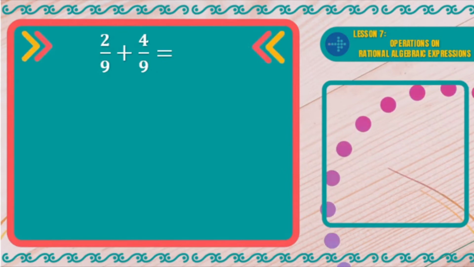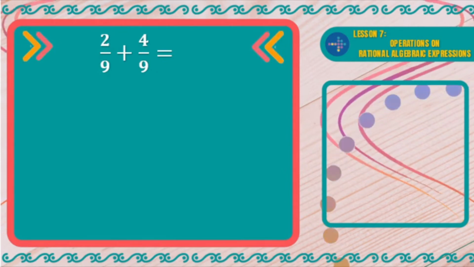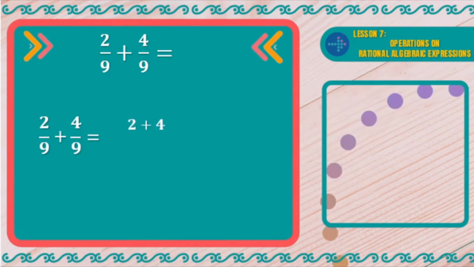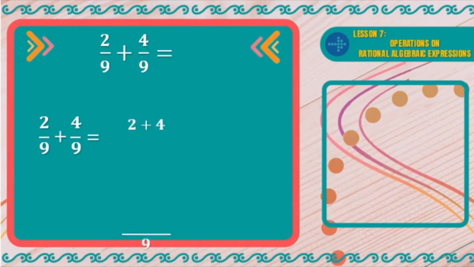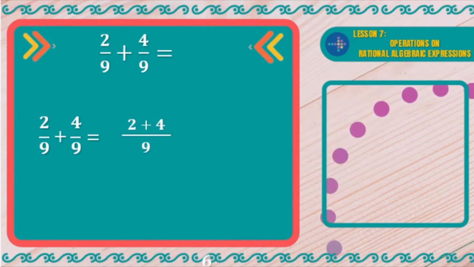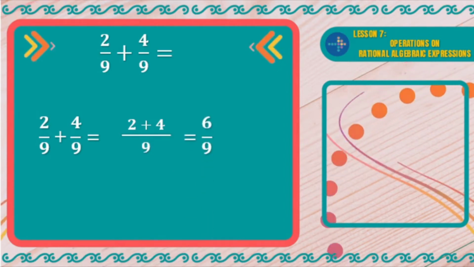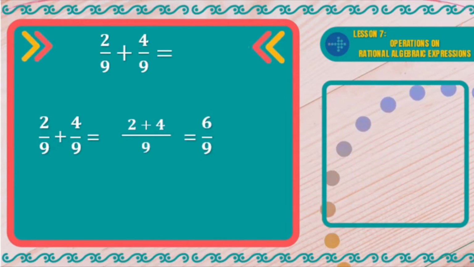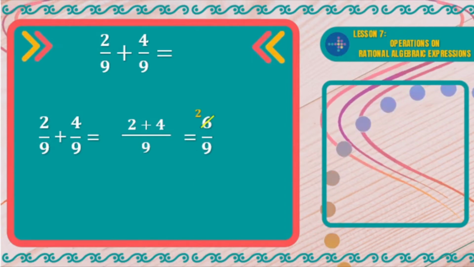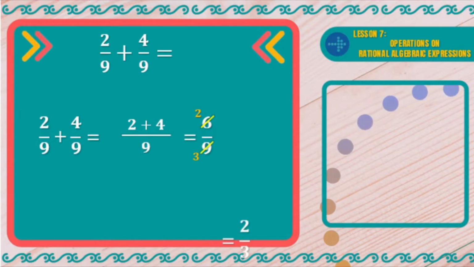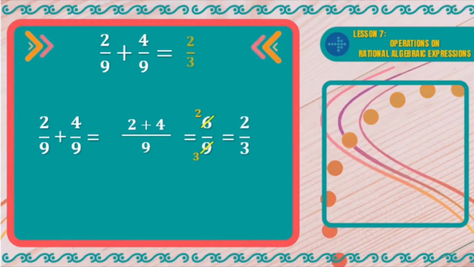For example, we have 2 over 9 plus 4 over 9. Let us add the numerators, so we have 2 plus 4, and copy the common denominator, which is 9. So, 2 plus 4 is equal to 6 over 9. Then, 6 and 9 are divisible by 3. 6 divided by 3 is 2, and 9 divided by 3 is 3. So, the final answer is 2 over 3.